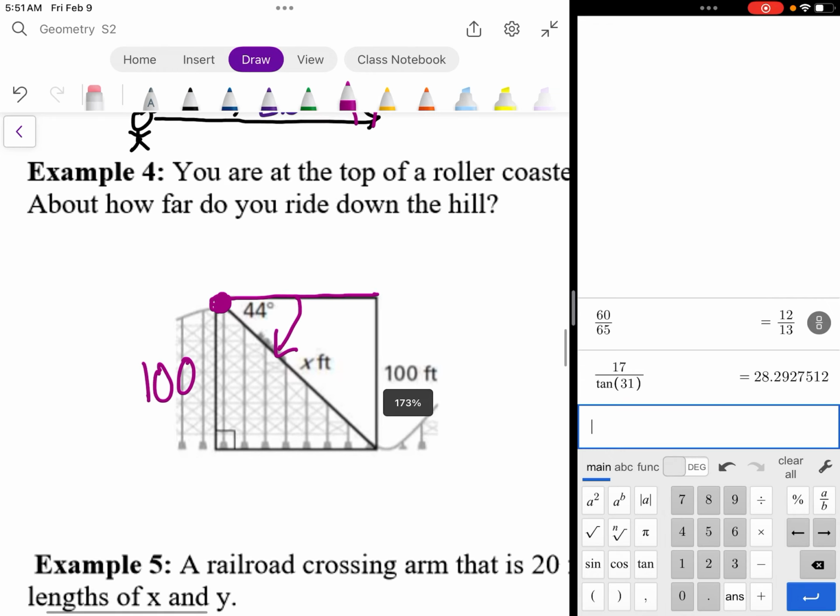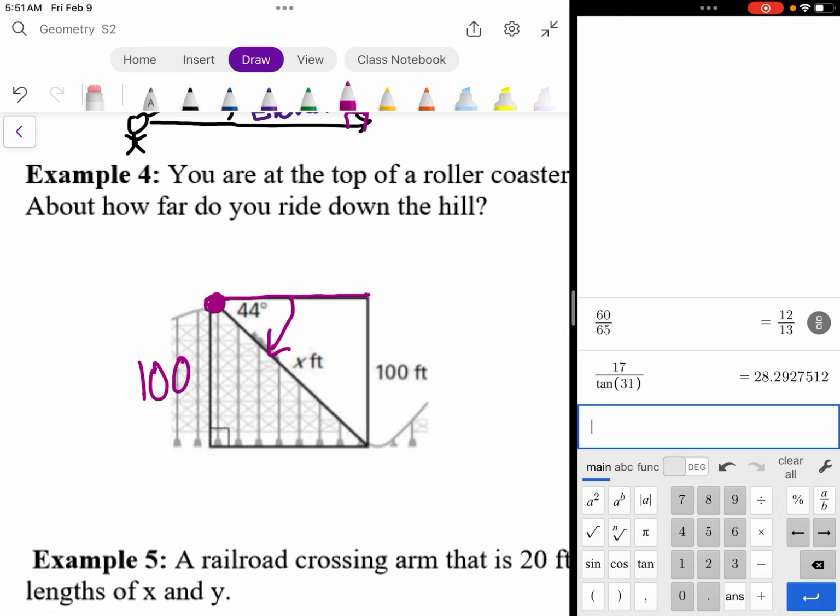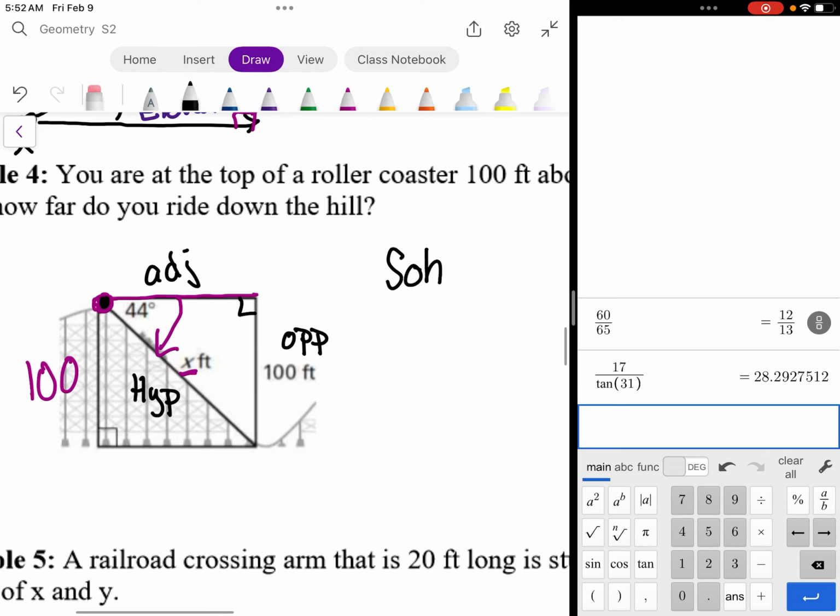They want us to figure out about how far you ride down the hill, and we are going to be solving for x. If we use this 44 degrees as our reference point, our right angle is in the top right corner, we would have our hypotenuse, our opposite, which is 100, and then our adjacent. And we need to figure out which one of our SOHCAHTOA we are going to use. We know the length of the opposite, and we are looking for the length of the hypotenuse. So we want to use the ratio that uses opposite and hypotenuse, and that would be our sine function.